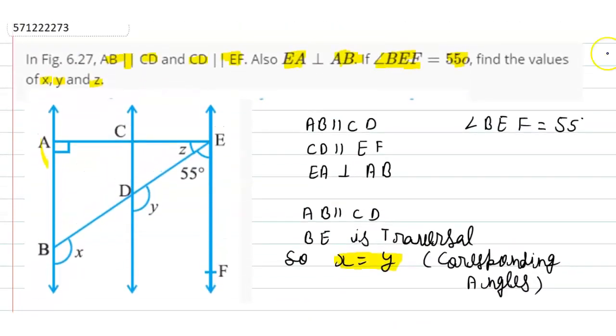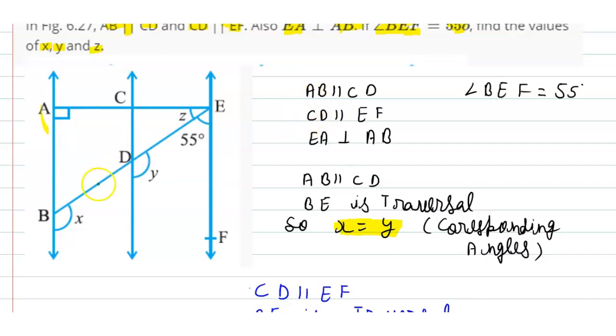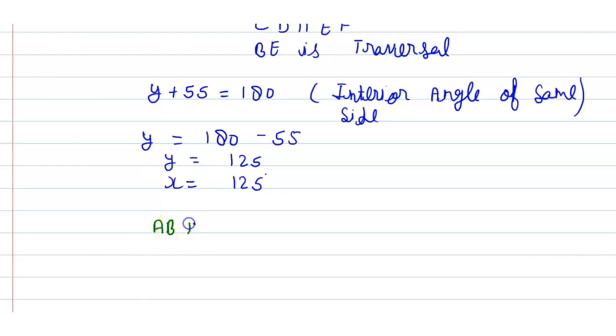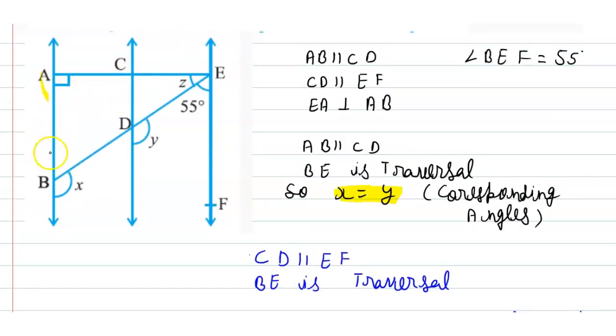So now see in the question, EA is perpendicular to AB. So just solve for EA. Now we know that AB is parallel to EF, because if AB is parallel to CD and CD is parallel to EF, then AB is parallel to EF also. Now come back to the figure. This line AB is parallel to line EF.